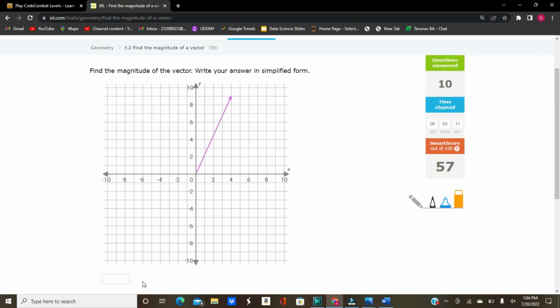So this is it for the basics of vectors. In my next video, I will cover how we use vectors in CodeCombat, and how we can add and subtract vectors. And in another video, I'll talk about the different ways to do it, like the parallelogram way and the triangle way.